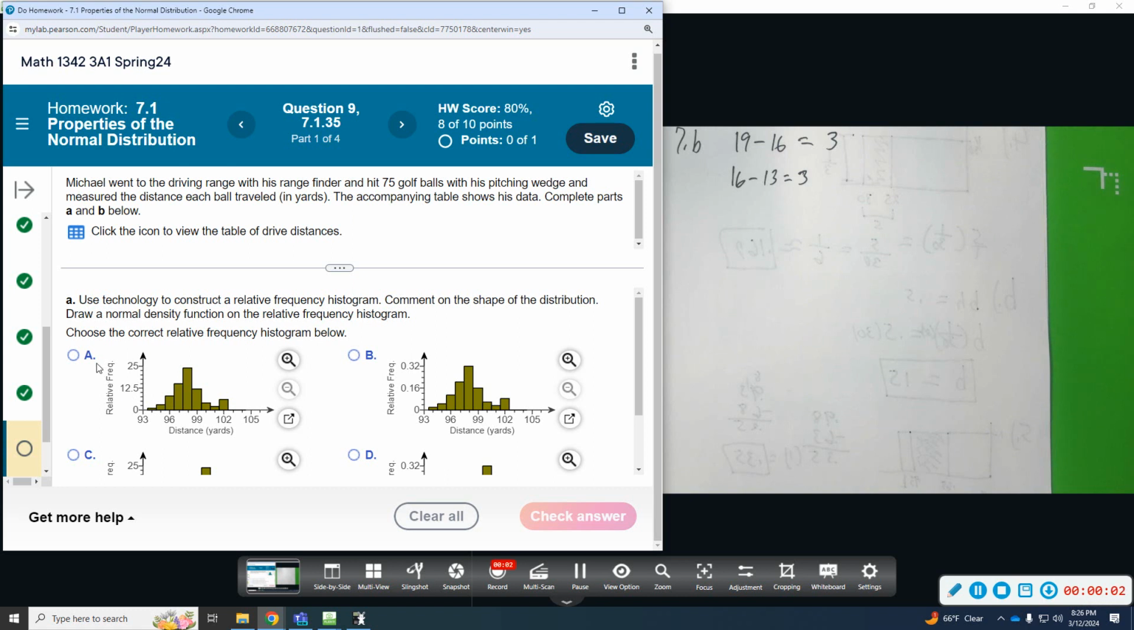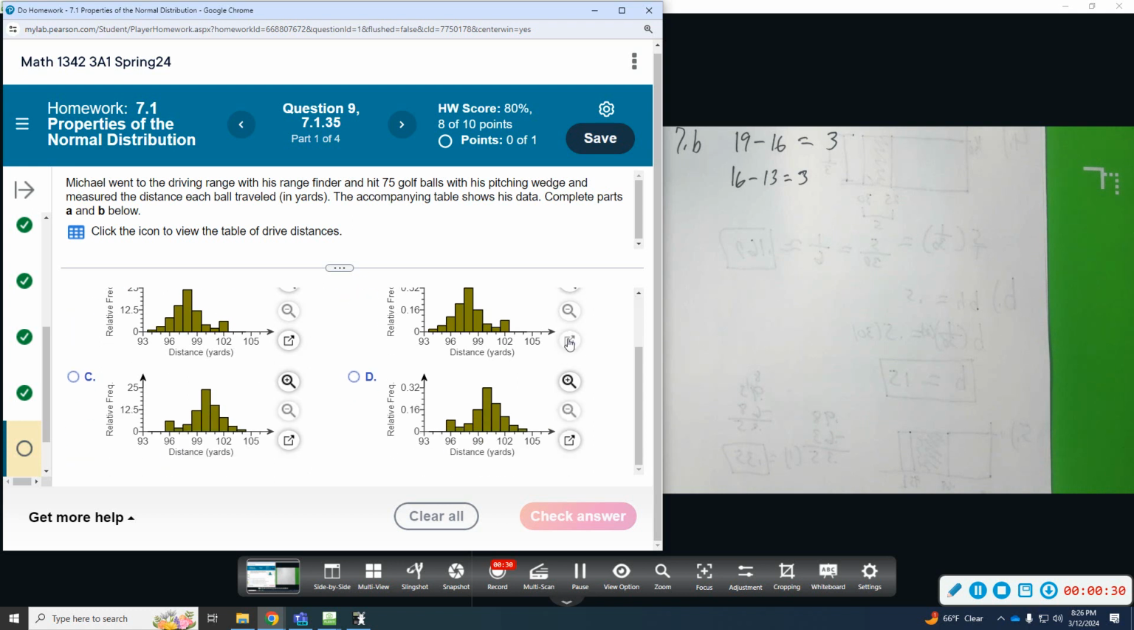Number 9, Michael went to a driving range with his rangefinder, hit 75 golf balls with his pitching wedge and measured the distance each ball traveled. The accompanying table shows his data. We're going to complete parts A and B. So we want to draw a normal density function on the relative frequency histogram. So we're going to comment on the shape.